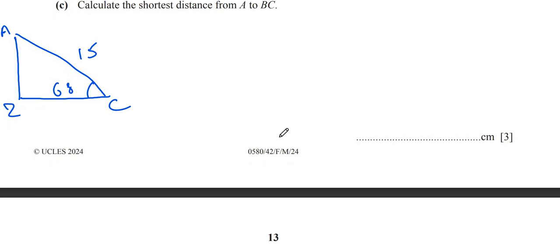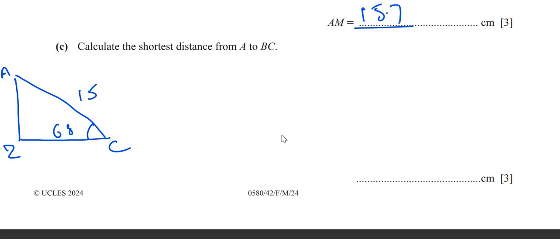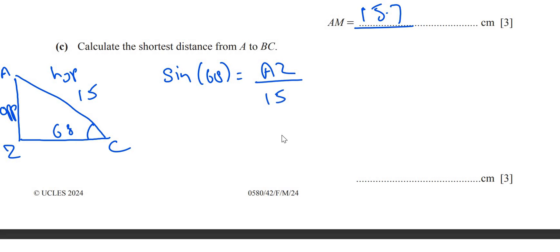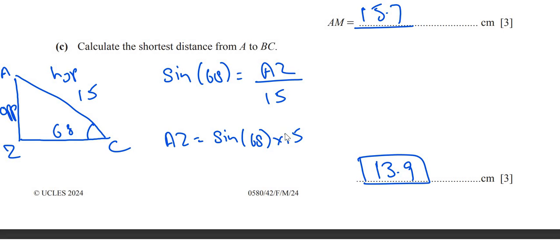So I will use sine. I need to find the opposite and I already have the hypotenuse, so I will use sine 68. So opposite AZ upon hypotenuse 15. So AZ is equal to sine 68 multiplied by 15. So it's actually 13.9 is your answer.